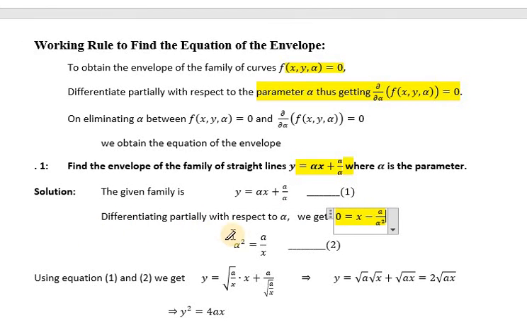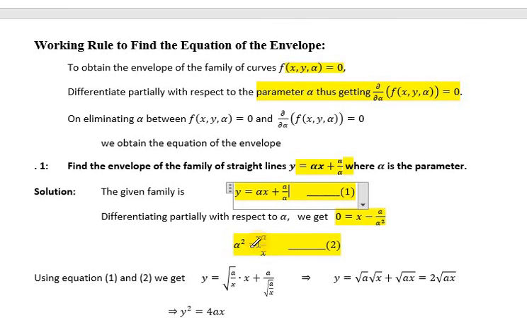Now, differentiating partially with respect to alpha, we get the derivative of y is 0, derivative of alpha x with respect to alpha is x, plus a by alpha's derivative is minus a by alpha square. Now, by equating this to 0, we get alpha square is equal to a by x. So, this is equation 2. Now, see, equation 1 is the given curve and equation 2 is its derivative with respect to alpha.